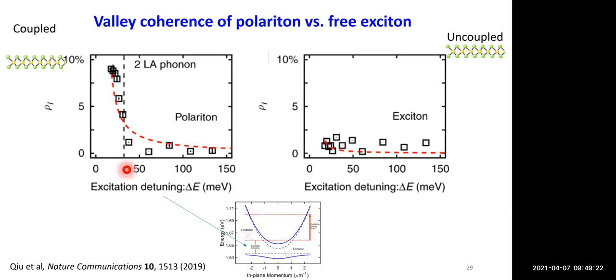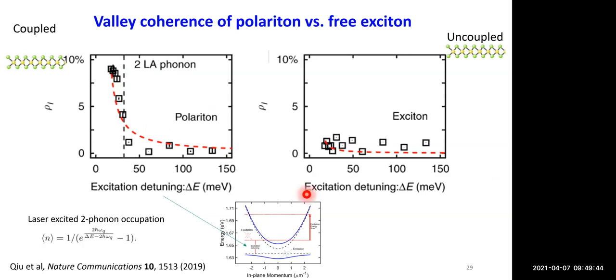What is important over here is that if you look at this region where the delta E values are less than twice the LA phonon energy, the coherence is partially restored, as this two-phonon scattering channel is kind of turned off.